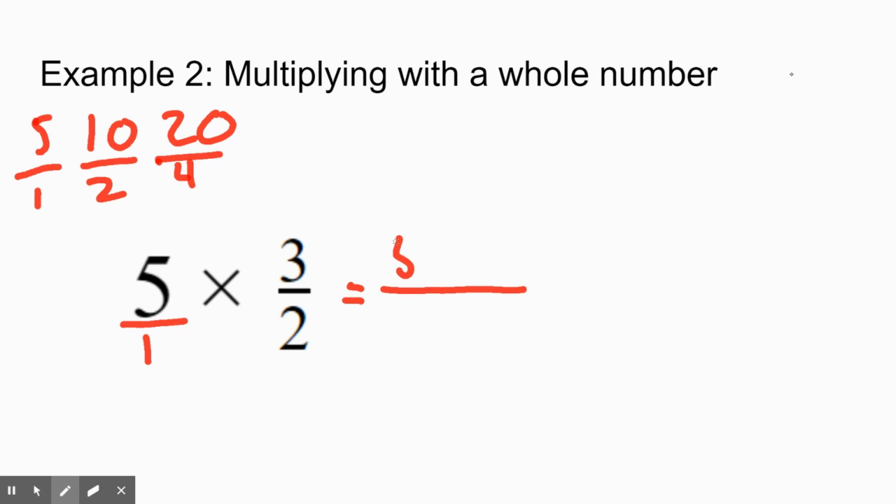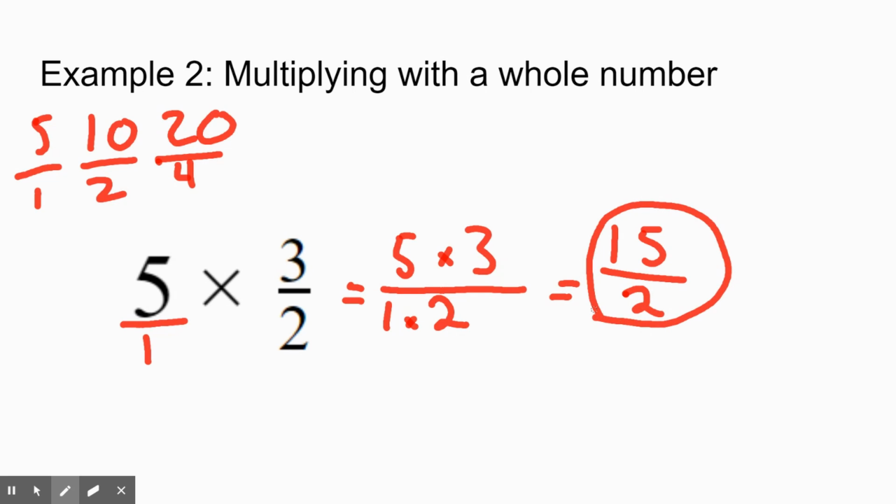We multiply our top numbers together, so we'll have 15. And we multiply our bottom numbers, our denominators. So we've got 1 times 2, which is just 2. Now this is an improper fraction. You could make it into a mixed number if you wanted to. We're not going to focus on that for this video, though. If you absolutely, desperately needed to, you could say this is 7.5.